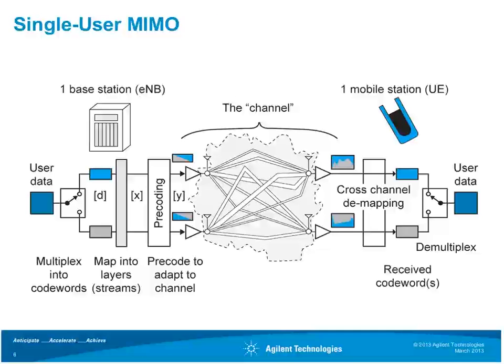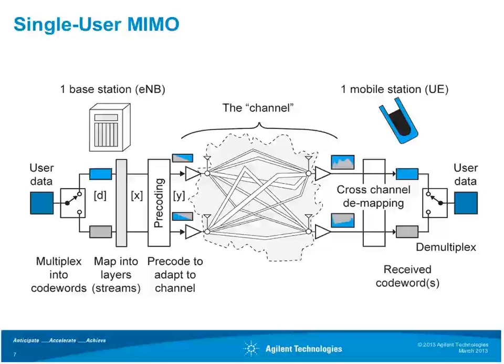So here's a diagram that shows single user MIMO. On the left, we start with user data that we want to transmit from the base station. The user data is put into code words. A code word represents user data before it is formatted for transmission. So it's an important concept again in MIMO. It is then mapped into layers or streams. Then it is pre-coded with information that will match the channel conditions. And I'll talk about pre-coding in just a minute here. The information is sent through the channel where it is faded and mixed, and then it's received by the handset where it is demapped and demultiplexed.